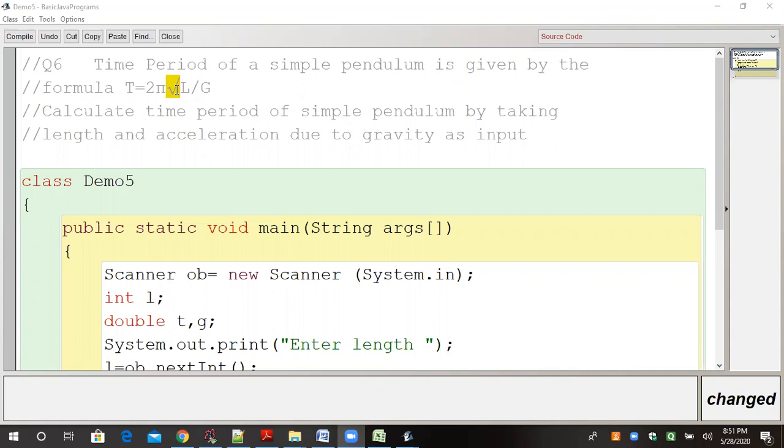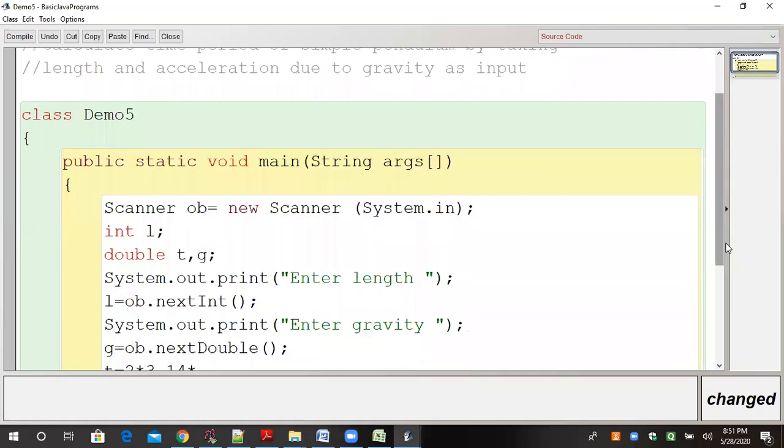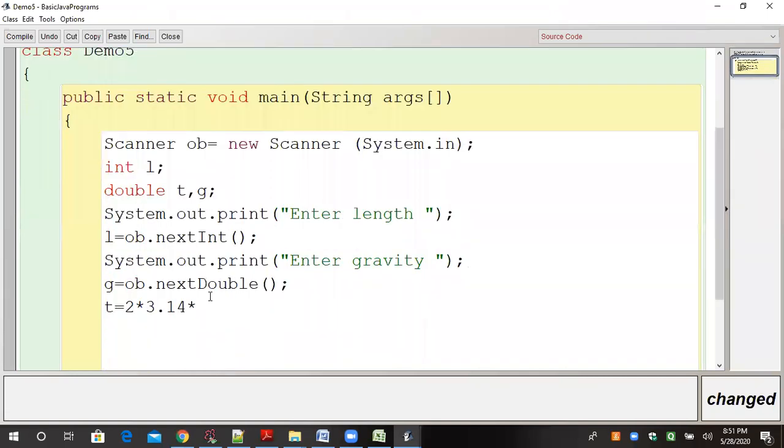Why do we use ob.next? I have not used ob.next, I have used ob.nextInt. In the last lecture, when we were discussing the Scanner class, I already told this point that for inputting, input का मतलब हम यूजर से जो वैल्यू इनपुट कराते हैं उसको इनपुट बोलते हैं.